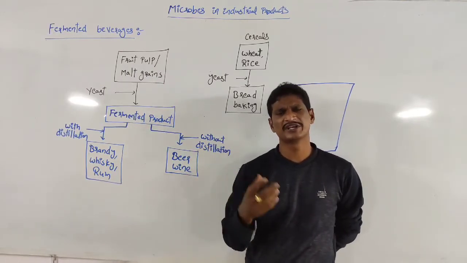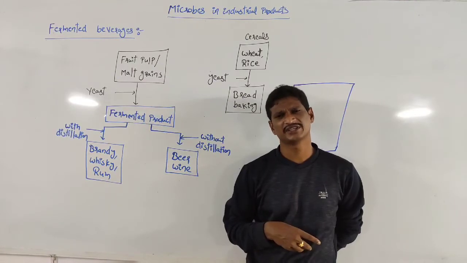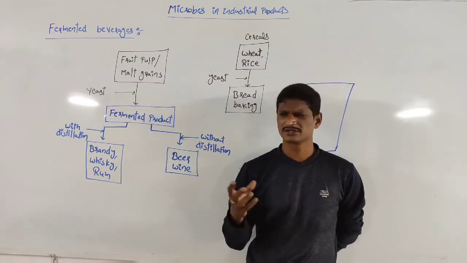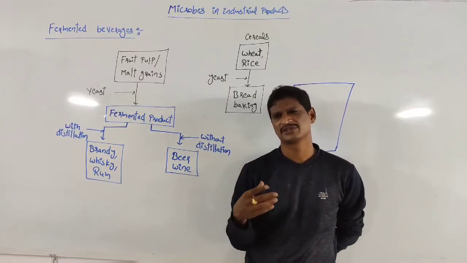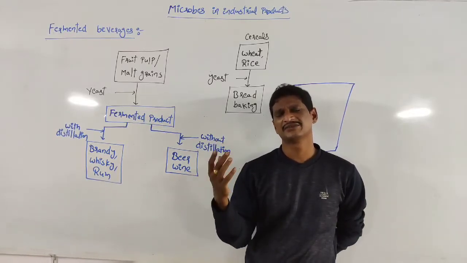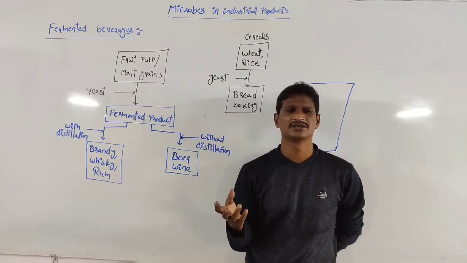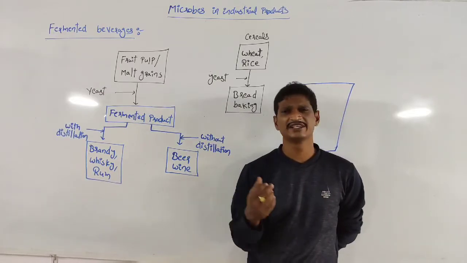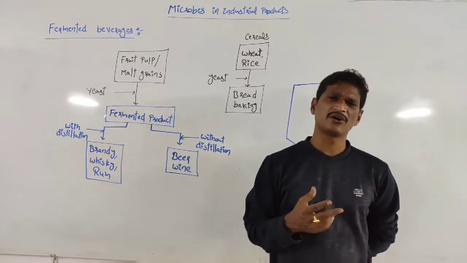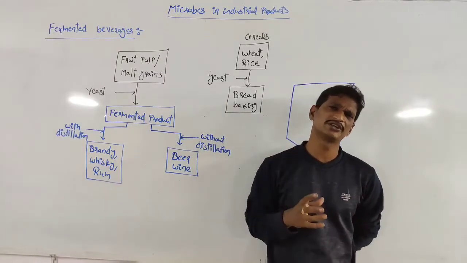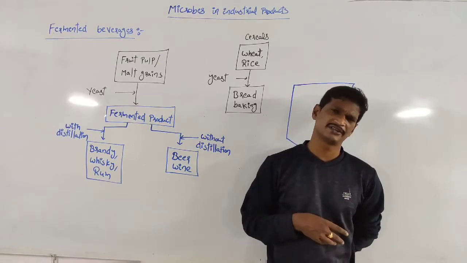Within our state also there are so many beverage companies. I thought some of the students would be well aware of the types of beverage products: brandy, whiskey, rum, gin, and wine. Sir, why are these names different? All of these are produced by fermentation, so why are the names different?